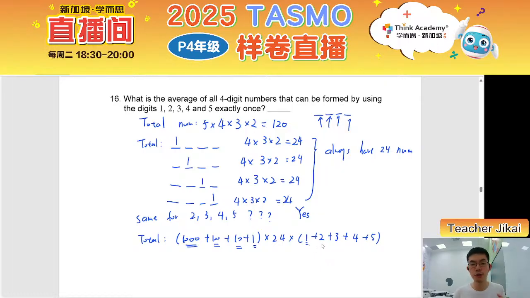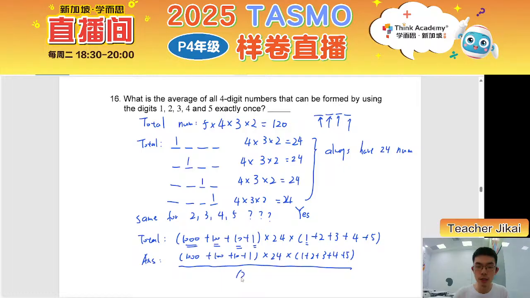The same for 2, the same for 3, the same for 4, the same for 5, right? So we can get the total. So now we can get the answer here, right? The answer is 1000 plus 100 plus 10 plus 1, times 24, times 1 plus 2 plus 3 plus 4 plus 5, which is a total, and we divide by 120, which is the total number of the numbers. So yeah, we know this is 1111, right?